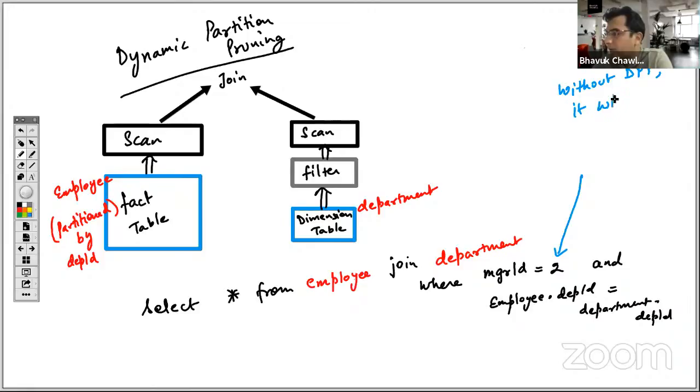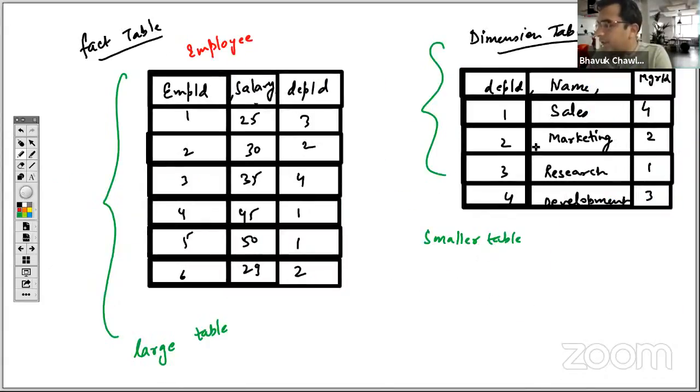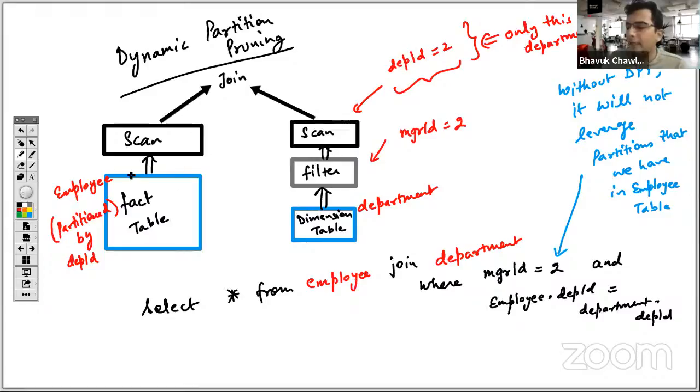It will not leverage the partitions that we have in the employee table, because in the employee table the partitions are based on department ID. But we are firing queries based on some other attribute. That's the problem, and here is how it troubles us: the filter is being applied here, and let's say the filter is MGR ID equals 2. After filtering, we are left with only one department. If you go back, you will see manager ID 2, we are left with only one row. So we are left with department ID 2, because after filtering only this department is left. But here we are scanning the entire data set.